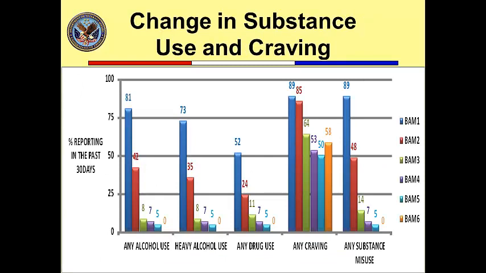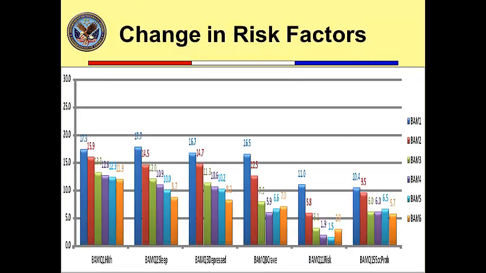We could also look at the aggregated substance use and craving items, for example, looking at percentages of patients reporting a particular behavior. In the very first set of bar graphs in this histogram, we noticed that at intake, or at the first BAM, 81% of our patients were reporting alcohol use in the past 30 days. By the 6th BAM, that has reached a percentage of 0. Likewise with heavy alcohol use and any drug use. And we could see even a change in the number of patients reporting any craving in the past 30 days and any substance misuse, defined as either alcohol or drug use in the past 30 days. And again, this is actual VA data.